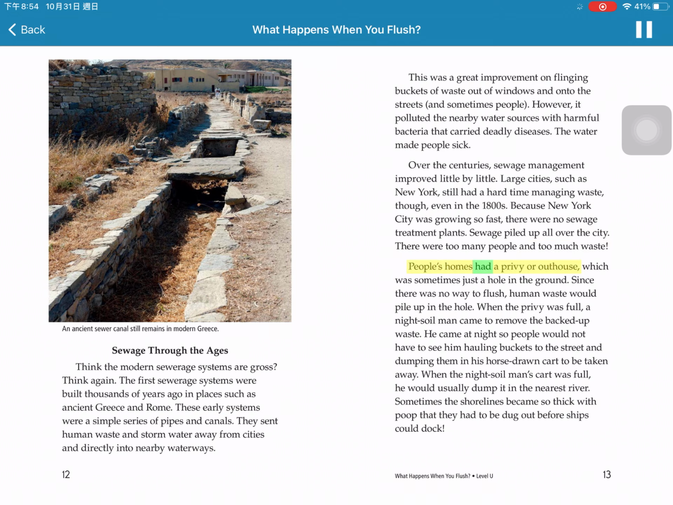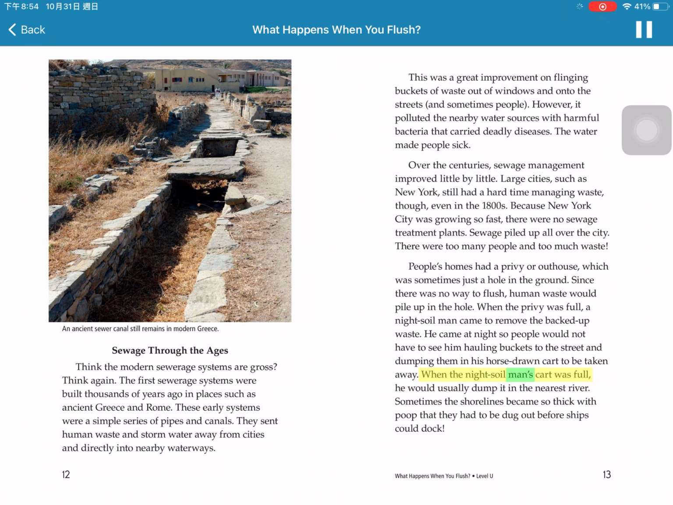People's homes had a privy or outhouse, which was sometimes just a hole in the ground. Since there was no way to flush, human waste would pile up in the hole. When the privy was full, a night soil man came to remove the backed-up waste. He came at night so people would not have to see him hauling buckets to the street and dumping them in his horse-drawn cart to be taken away.